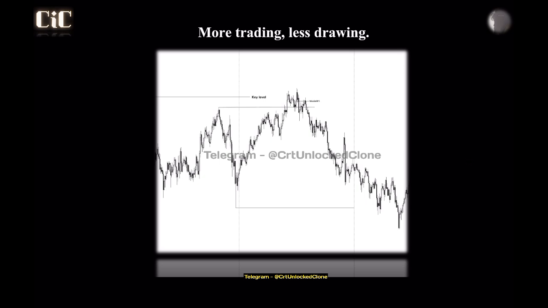But Doc, what do I target? You target the 50% first, and then the opposing end of the range. Range high, range low. Typical standard range theory.